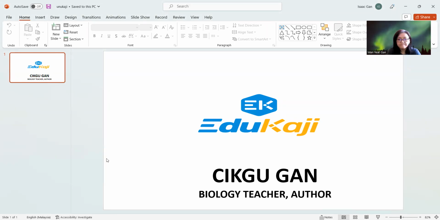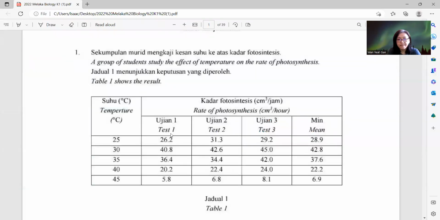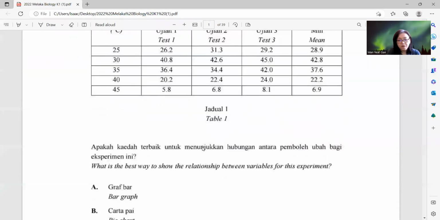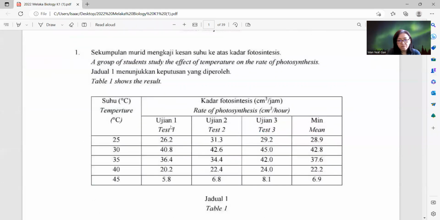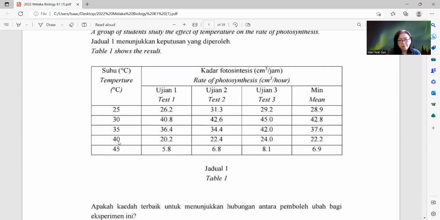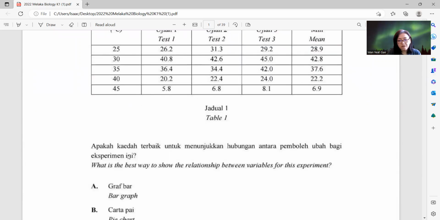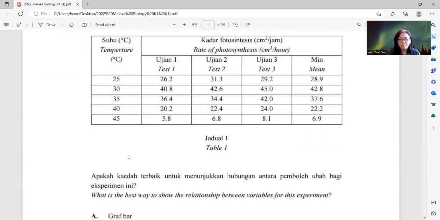Today I'll be discussing Malacca State Trial Paper 2022, Paper 1. Okay, let's begin, yeah? A group of students study the effect of temperature on the rate of photosynthesis. Table 1 show the results. So you have rate of photosynthesis carry out three tests, and a mean is calculated based on a manipulated variable of different temperature. What is the best way to show the relationship between variables for this experiment?